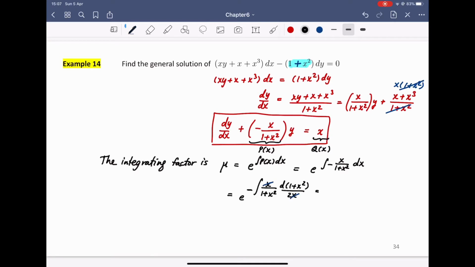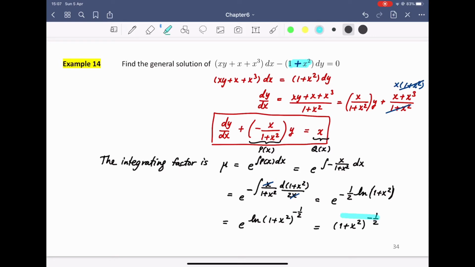Then after that you get e to the negative 1/2 and then logarithm of absolute value of 1 plus x square. Well, because 1 plus x square is always positive, you can ignore the absolute value and say this is just parentheses. And then after that you use the property of logarithm. So this is e to the log of 1 plus x square raised to the negative 1/2, and that is just 1 plus x square to the negative 1/2. So this is our integrating factor mu.